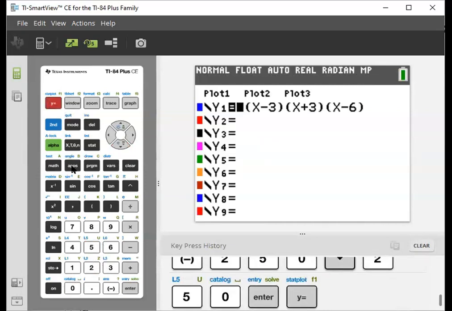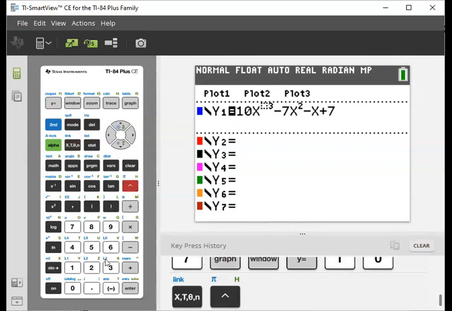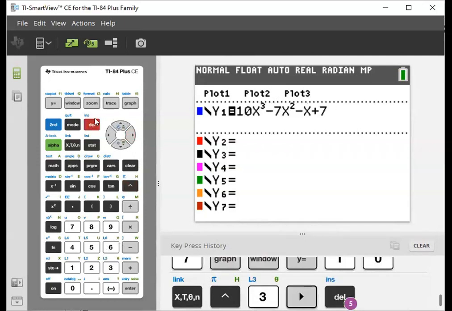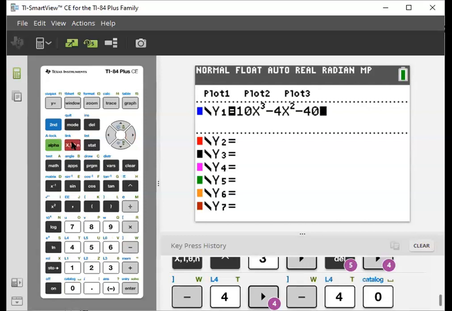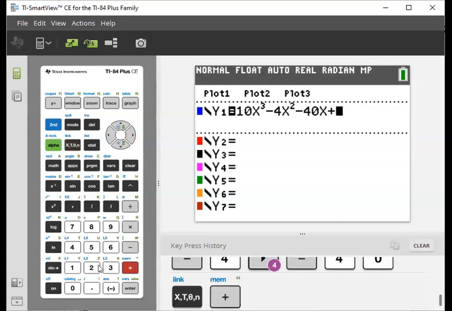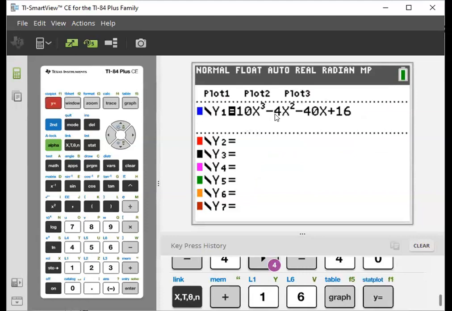I'm going to go to Y equals. I'm going to type in, let me go fix that, 10x to the third, -4x squared, minus 40x, plus 16. That should be better. Okay, we're going to look at our graph. Is that it? 10x to the third minus 4x squared minus 40x plus 16.